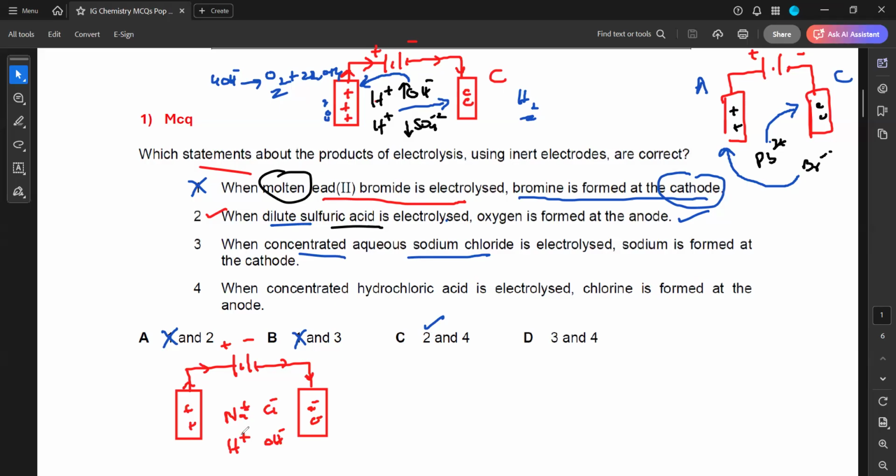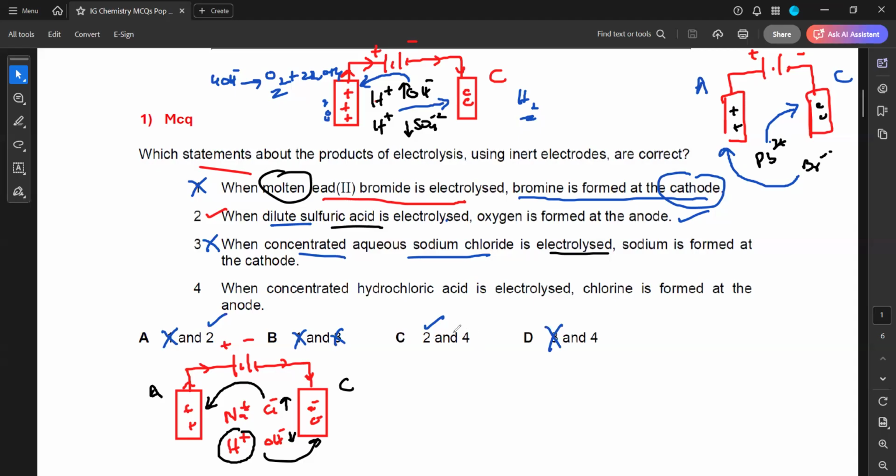First, of the positive ions, the less reactive will move. So hydrogen is less reactive. So hydrogen will move towards the cathode. So at the cathode, hydrogen is formed. And it's concentrated, meaning more chloride and less hydroxide. So the chloride ion will move towards the anode. So they mention here when a concentrated aqueous sodium chloride is electrolyzed, sodium is formed at the cathode, which is wrong. Sodium is not formed at the cathode, hydrogen is formed at the cathode. So statement 3 is incorrect. So any option with 3 is wrong. So this is also wrong. This is wrong.